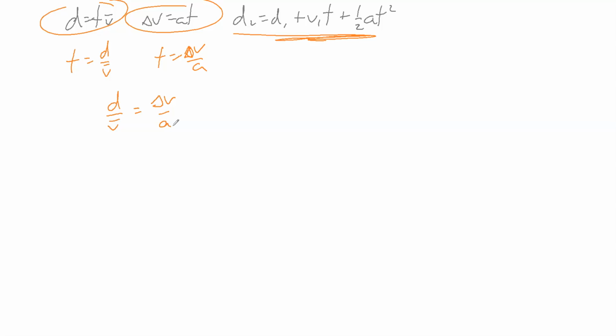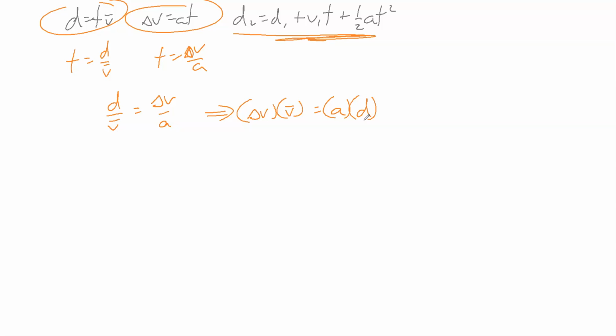Fractions generally suck. So I'm going to cross multiply. I'm going to just take this and move it over here. If I cross multiply, it would be the delta v times average v is going to be equal to a times d, something like that. And now we're going to do some substitution to clean this up a little bit. The a and the d are fine. We're not really going to do much with any of that.